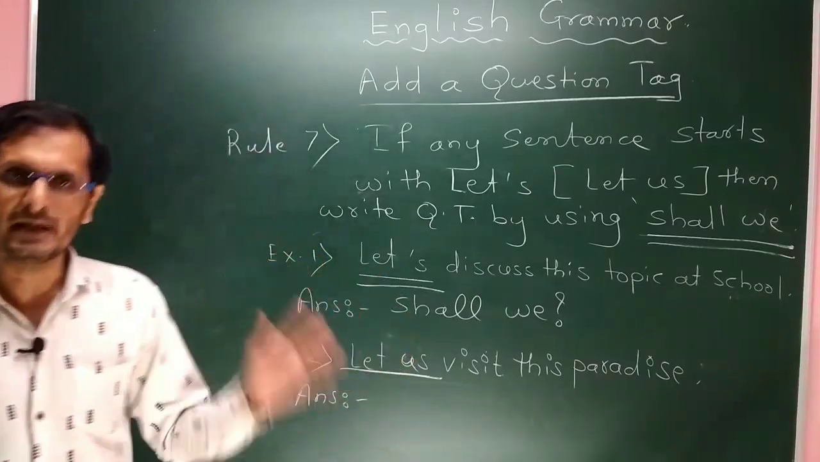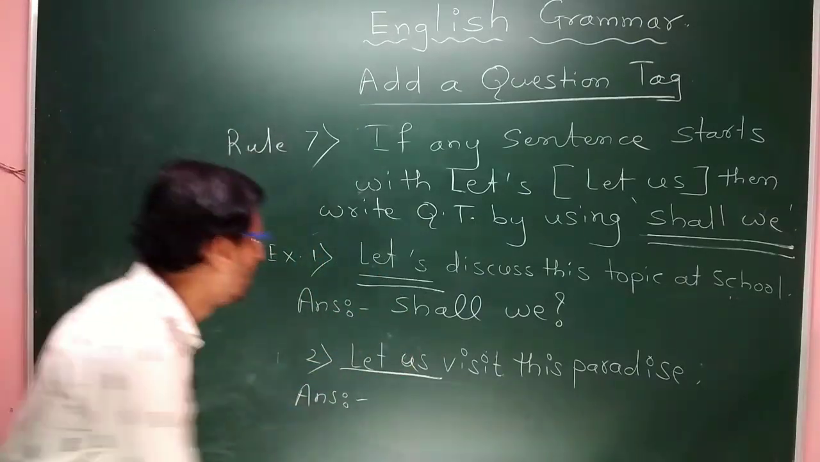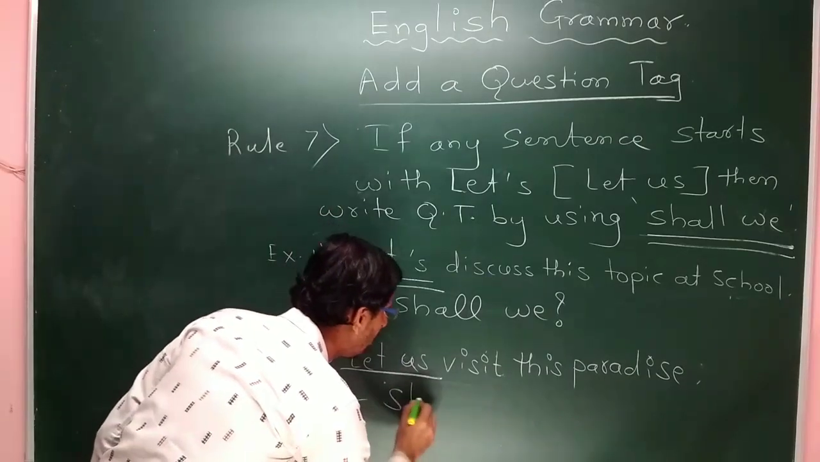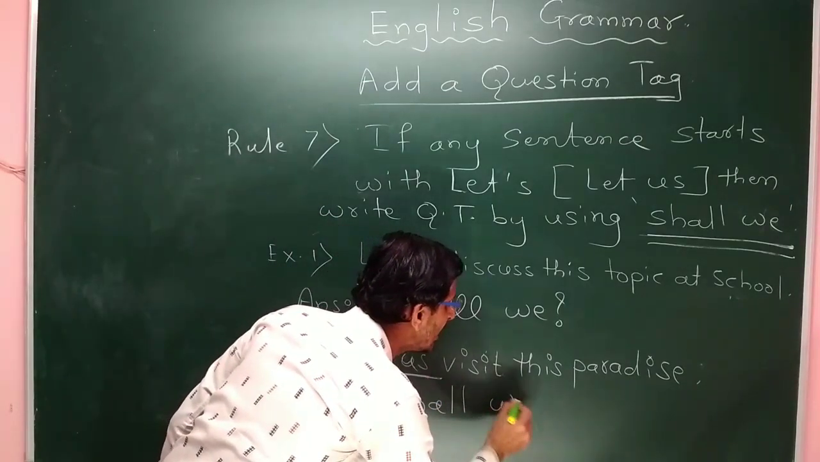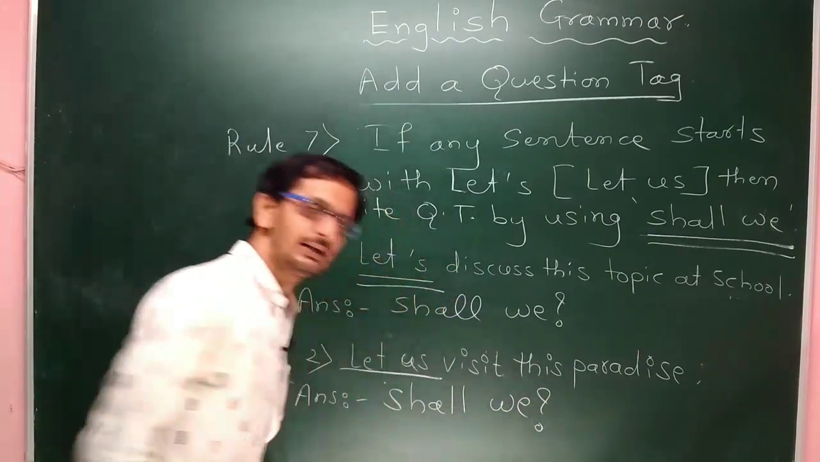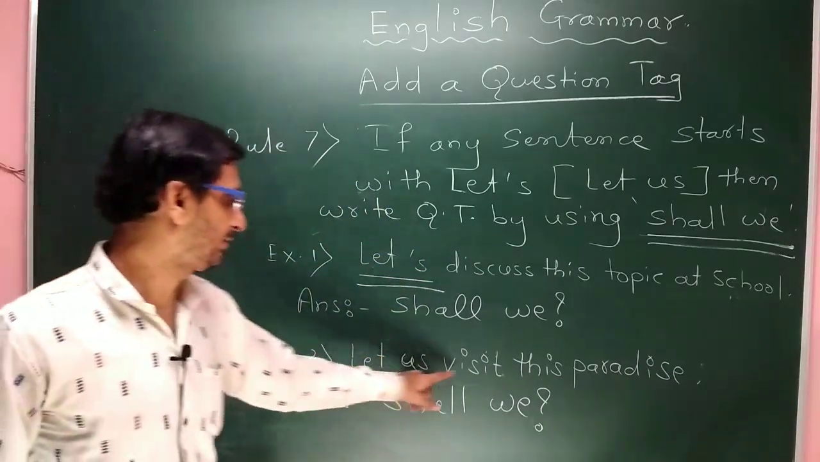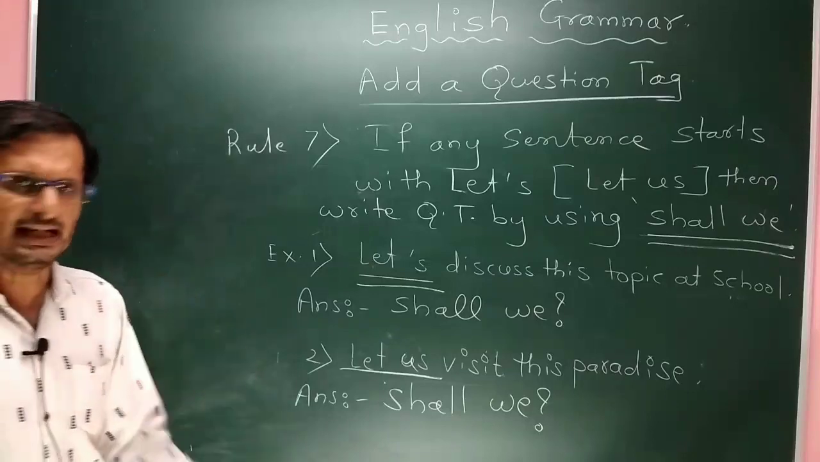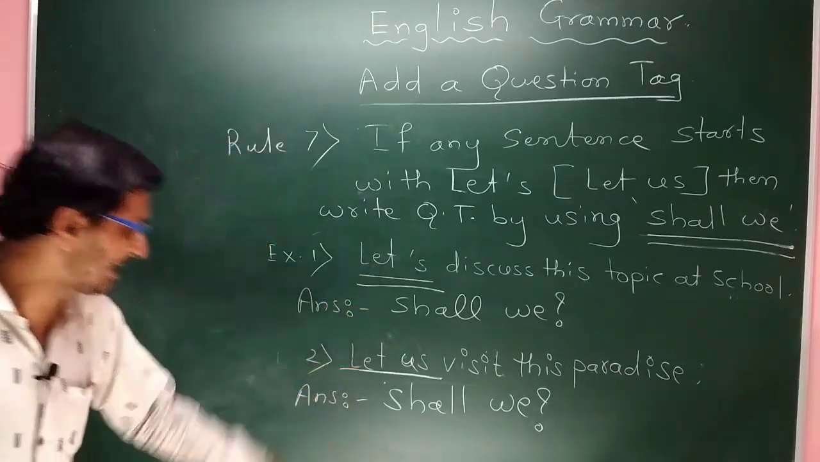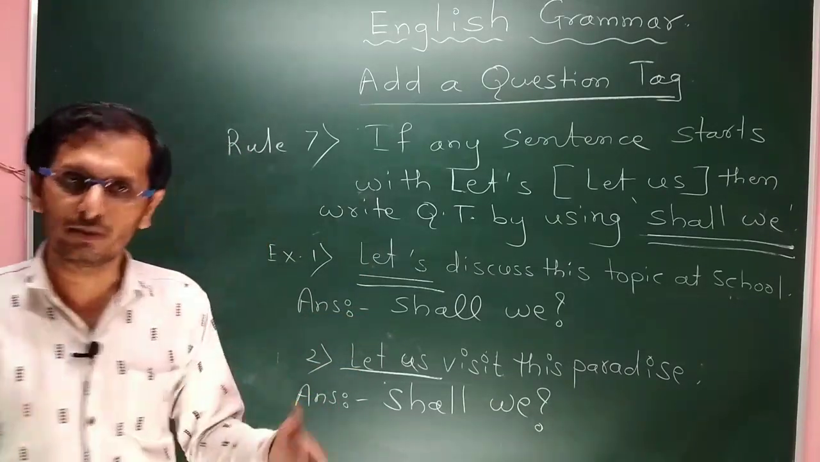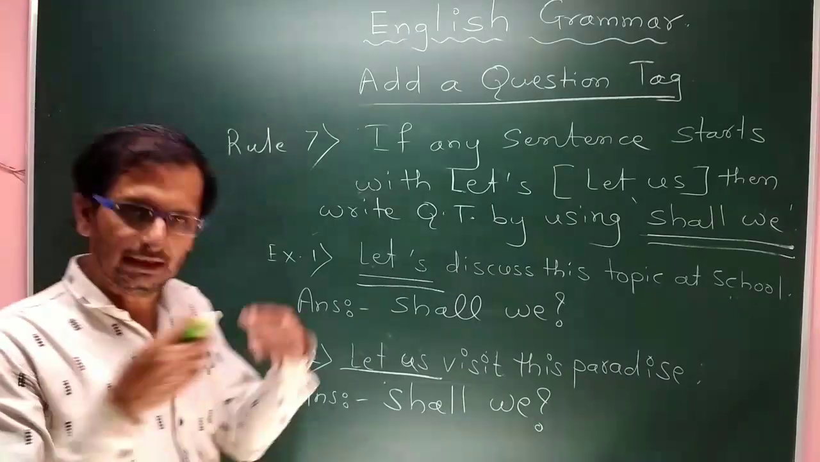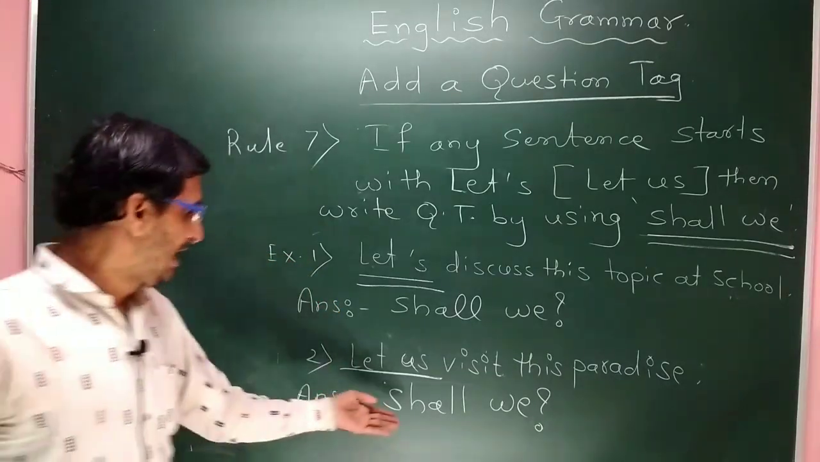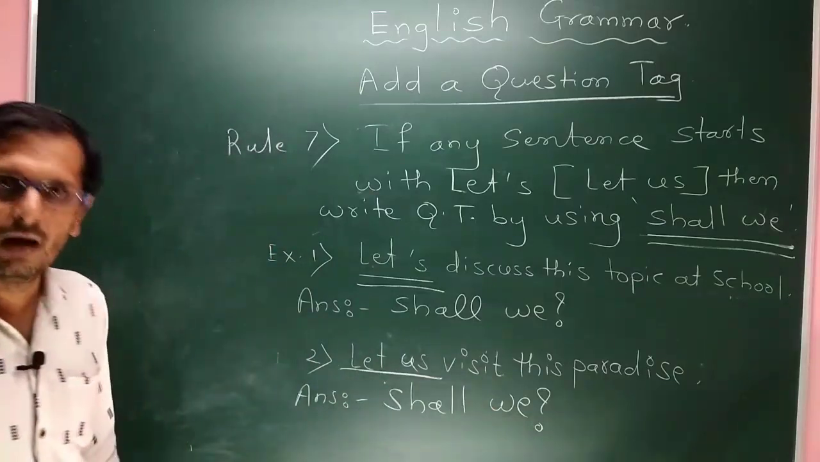The answer will be "shall we". That is the answer. So, let us visit this paradise: the answer will be "shall we". So whether any sentence starts with "let's" or "let us", you can blindly follow this rule and directly, straightforwardly write the answer "shall we", question mark.